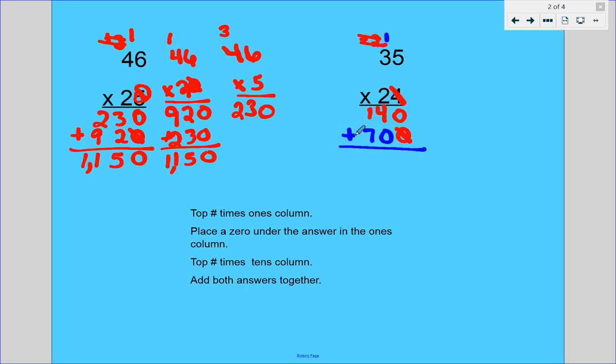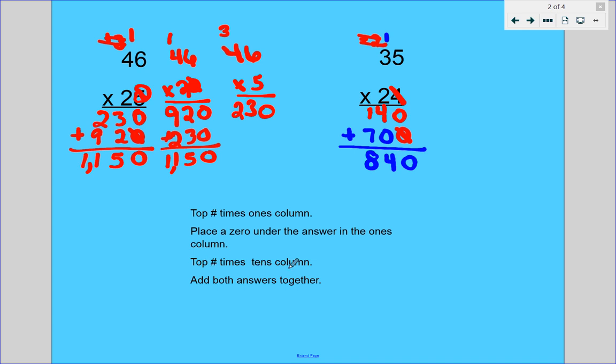And then we add them together, 0, 4, and 8. 840. Okay? If I did it the other way, I should come up with that same answer. So top number times the ones column, 35 times 4. Place a 0 under the answer in the ones column.